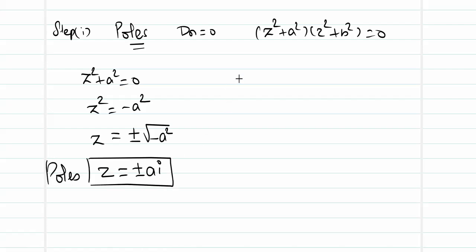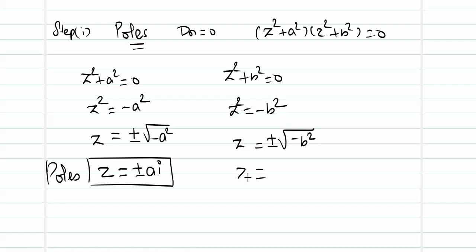What are going to be my second set of poles? z square plus b square equal to 0. z square equal to minus b square, which implies z is equal to plus or minus root over minus b square. So z will be plus or minus the square root of b square, which is b, with a negative sign under the root, so you have this as i.